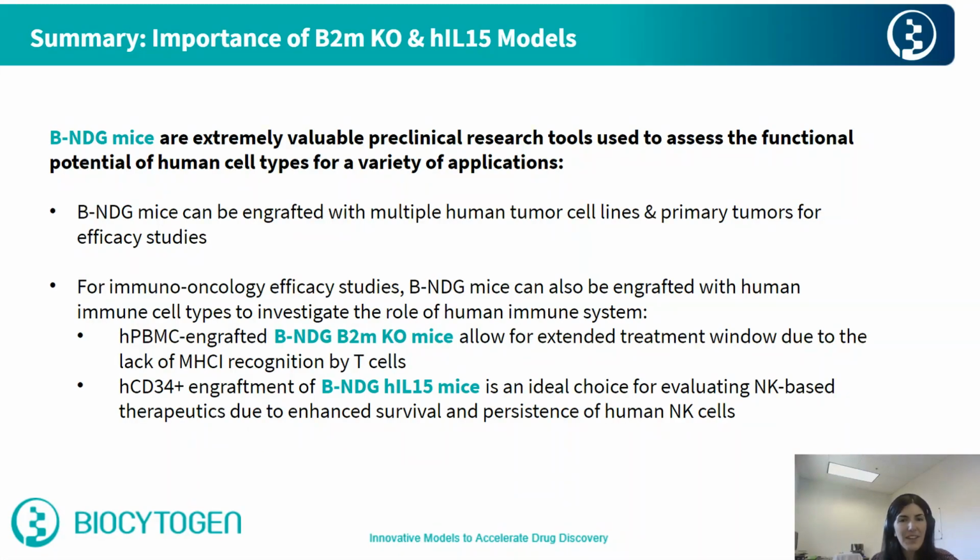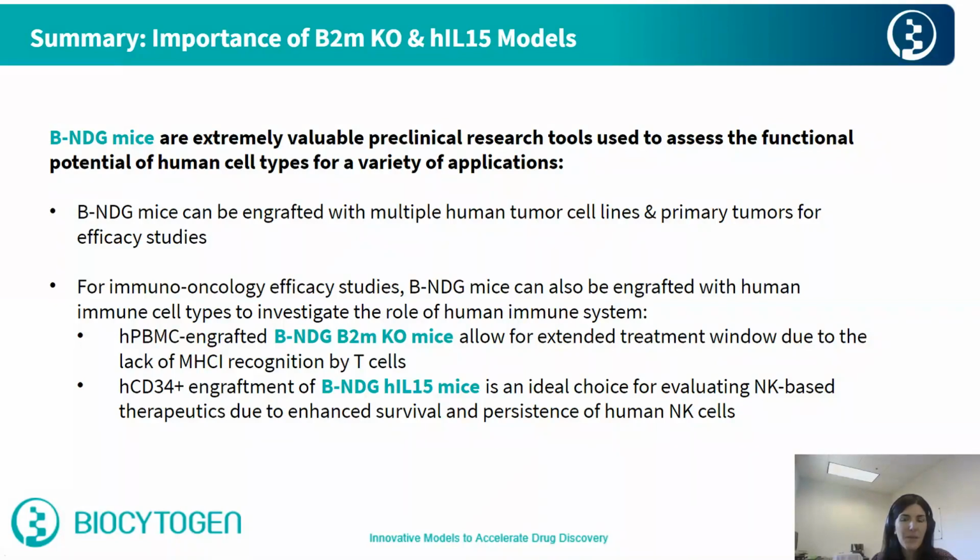To summarize everything that I've presented today, BNDG mice are extremely valuable preclinical research tools used to assess the functional potential of a variety of human cell types for a variety of applications. They can be engrafted with multiple human tumor cell lines and primary tumors for efficacy studies. And for immuno-oncology studies, BNDG mice can also be engrafted with human immune cell types to investigate the role of the human immune system. In particular, these second-generation models are extraordinarily useful.